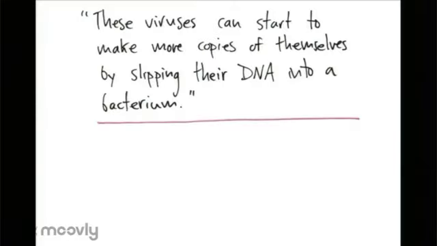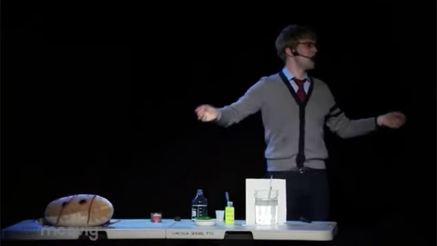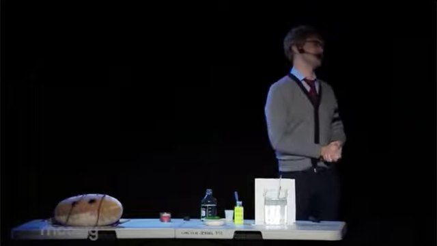If we want to summarize that story that I told you earlier, we could start by saying something like these viruses make copies of themselves by slipping their DNA into a bacterium. The way this showed up in the textbook, it looked like this. That's great. Perfect for 13-year-olds.